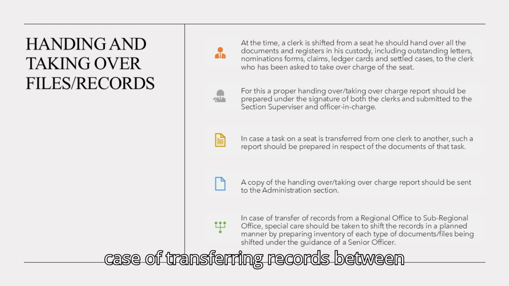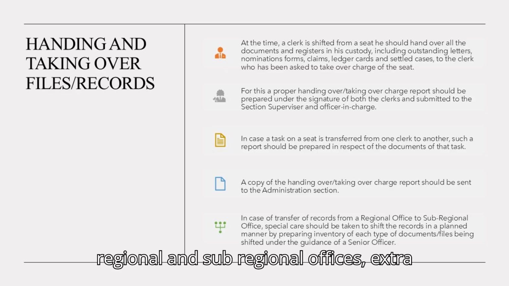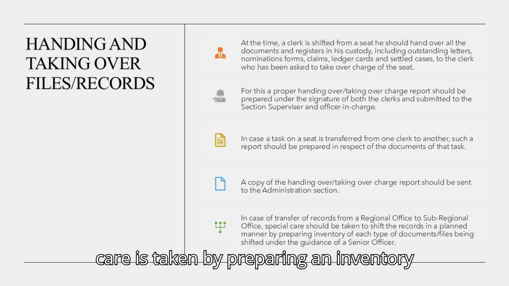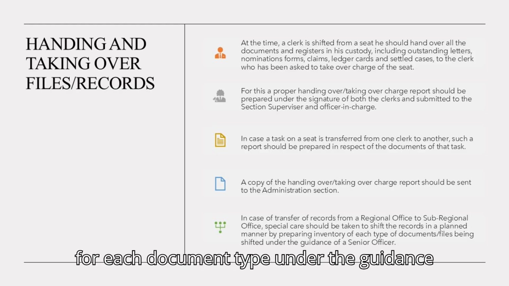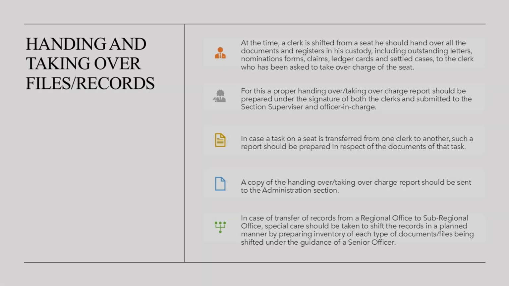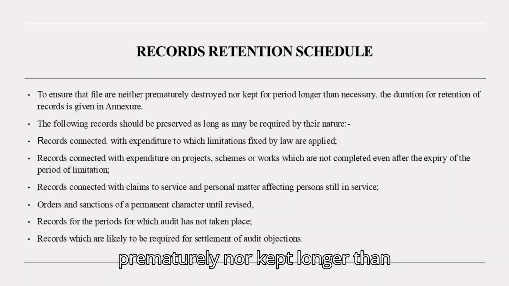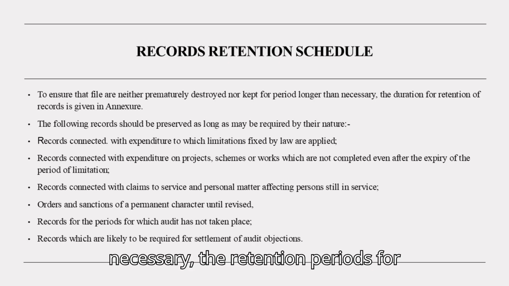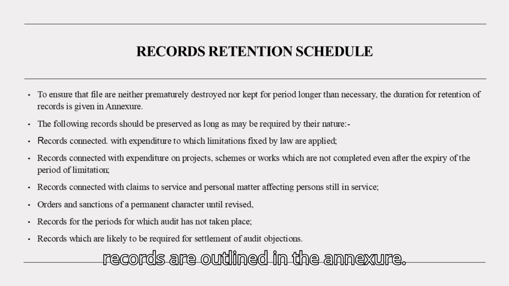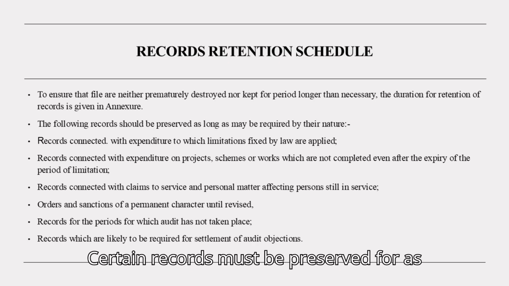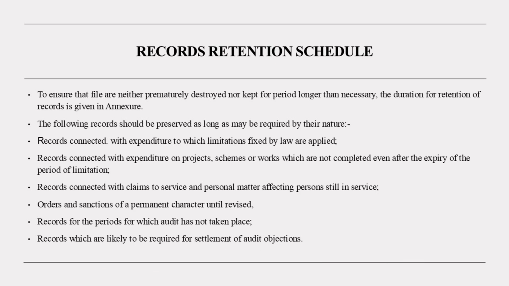In the case of transferring records between regional and sub-regional offices, extra care is taken by preparing an inventory for each document type under the guidance of a senior officer. To ensure files are neither destroyed prematurely nor kept longer than necessary, the retention periods for records are outlined in the annexure. Certain records must be preserved for as long as required by their nature.